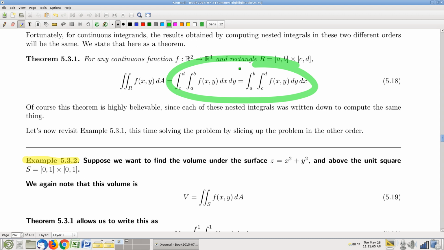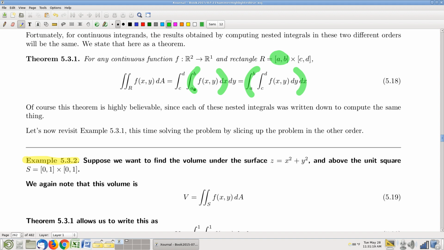Now, the one thing that I do want to call your attention to, this is a sticky little detail. The range of values for x is, of course, the bounds on the x integral, independent of whether that x integral is the inside or the outside.